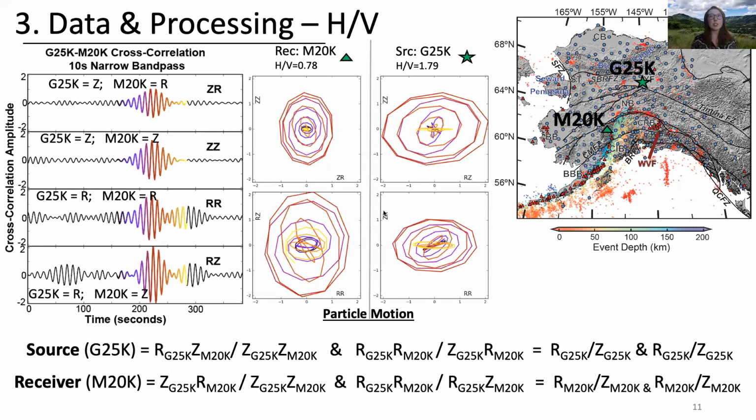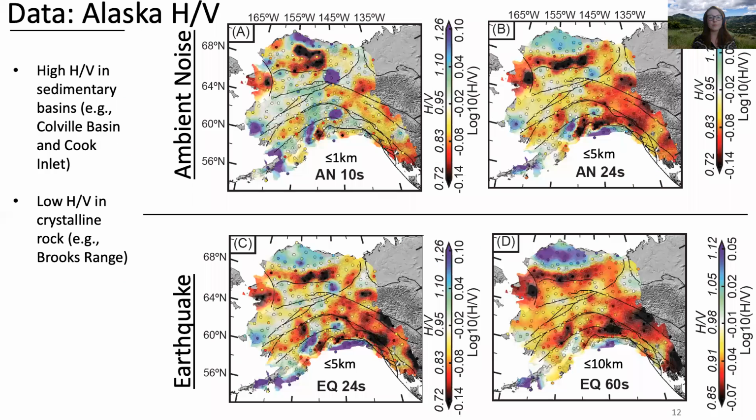At the source station, G25K, we can see that the particle motion is elongated radially. This produces a high H/V ratio at this basin station, where the contrast between soft sediment and hard bedrock creates an amplified horizontal motion. The result from this analysis for all station pairs is used to obtain the mean H/V ratio at each station for each period.